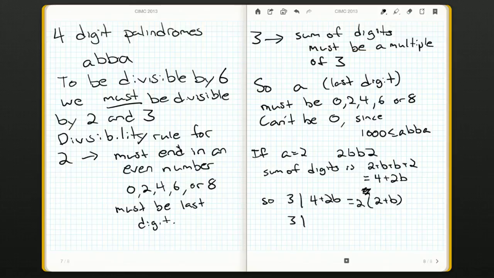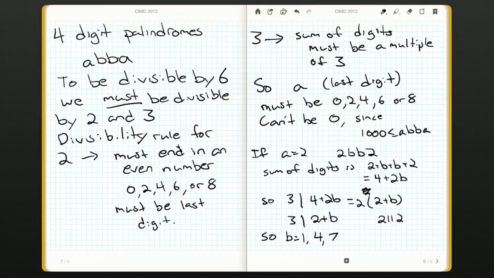3 can't divide 2. It's a prime number, so 3's got to divide 2 plus b. So what single digits, when we add 2 to them, give us a multiple of 3? Well, b could be 1. 1 plus 2 is 3. 3 is certainly divisible by 3. It could be 4, or it could be 7.